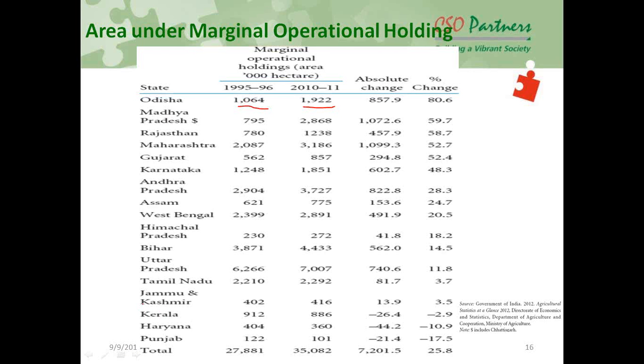But if you look at these few states, starting from Kerala, and you have Haryana and Punjab. In these three cases, you see that the change percent is negative. So what has happened? The total size of land where the marginal farmers are doing their cultivation has reduced. And the question is why?